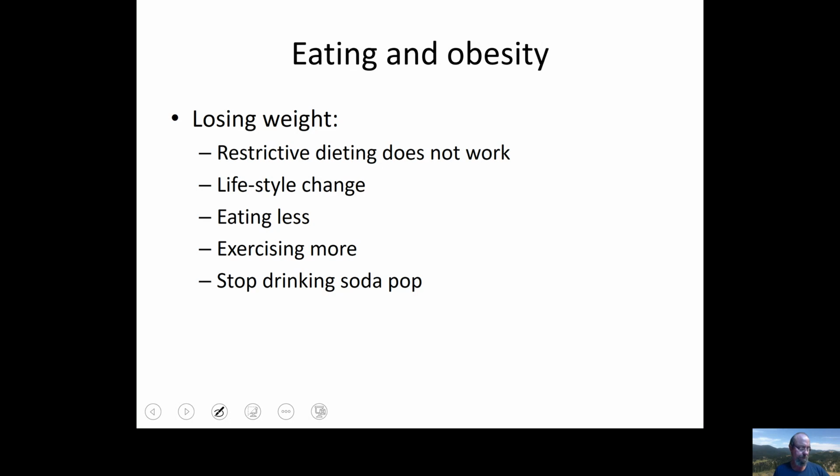But so how do you lose weight? Restrictive dieting does not work. It just doesn't work. You have to change your lifestyle, eat less, exercise more, and stop drinking soda pop. Actually, that's one of the things that students throughout the years have heard: if you just stop drinking soda pop, you can lose weight. And sure enough, they stopped, and they did. It's kind of a cool thing. Eat less and exercise more. That's really about it.